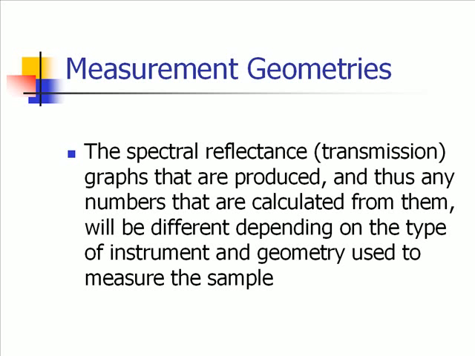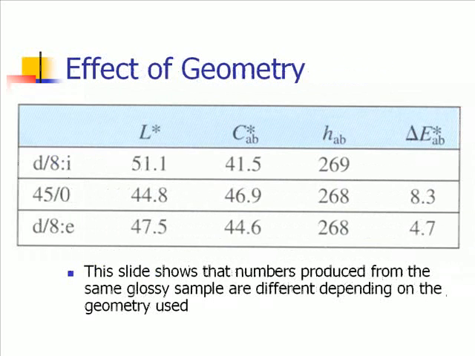That's the theory anyway. It's not exactly that. But if we have a panel, the slide shows numbers that are produced from the same glossy sample, and you notice that they are different depending on which geometry is used. What these numbers represent is the lightness. We talked about hue, lightness, and chroma. Lightness values are L, chroma values are C, and hue is the H there, and then the last number here, delta E, is the total difference.